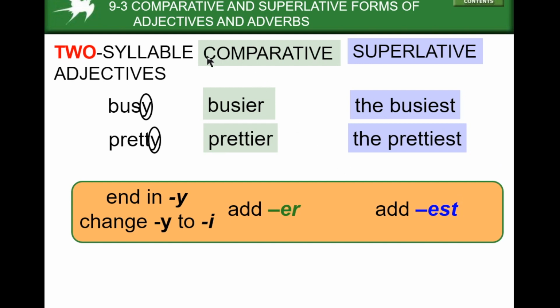If a two-syllable adjective ends with y, like busy and pretty, we need to change y to i, and then we add er or est. For example, busy, busier, the busiest. Pretty, prettier, the prettiest.